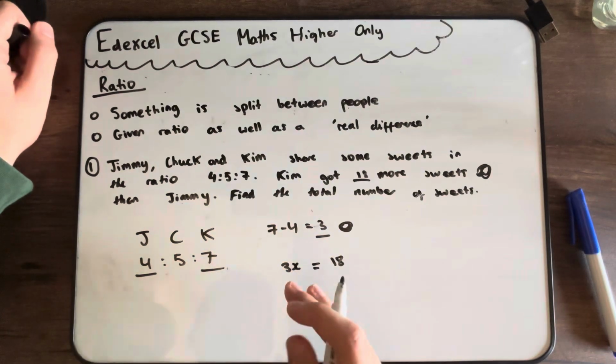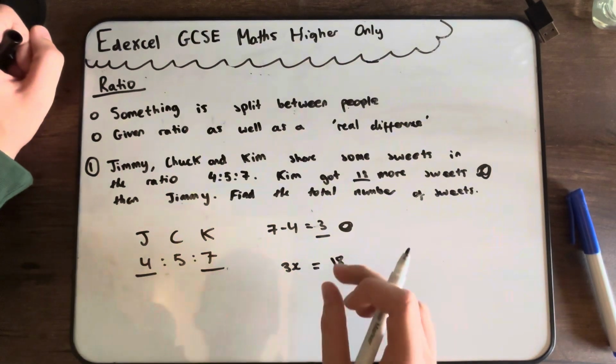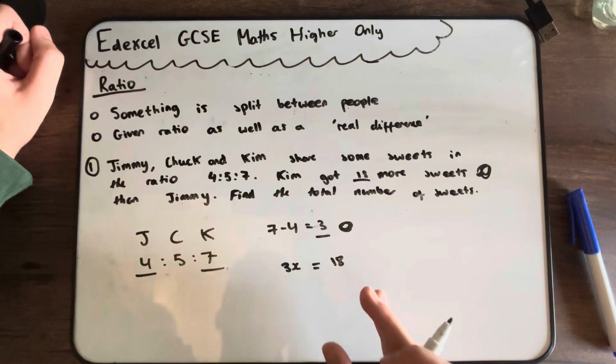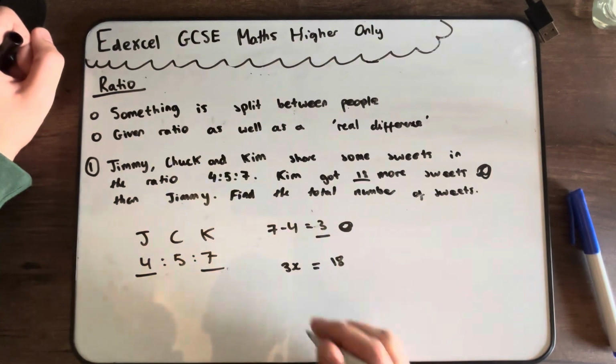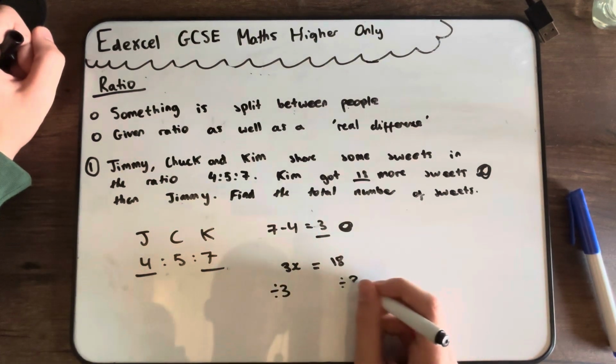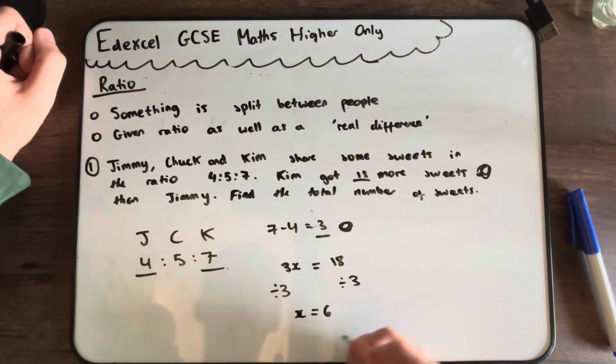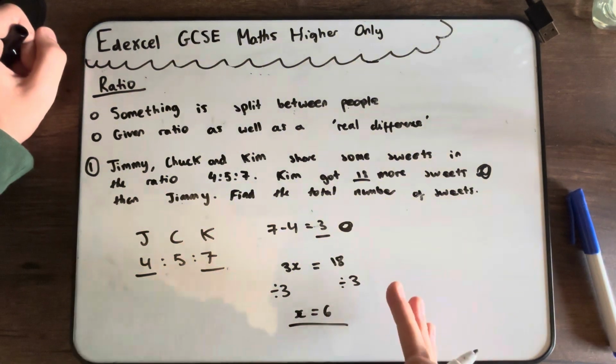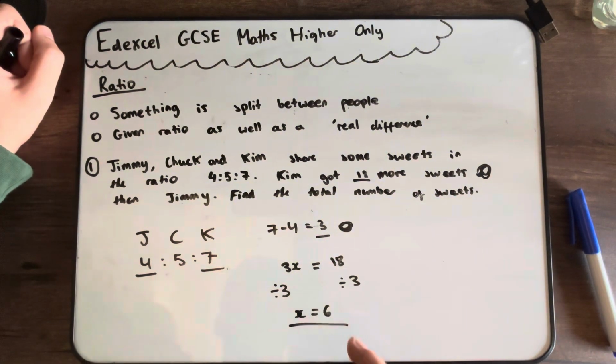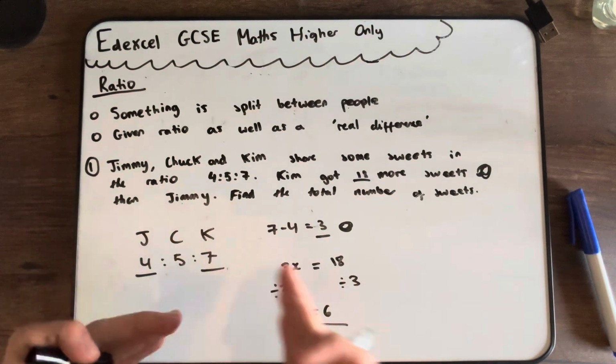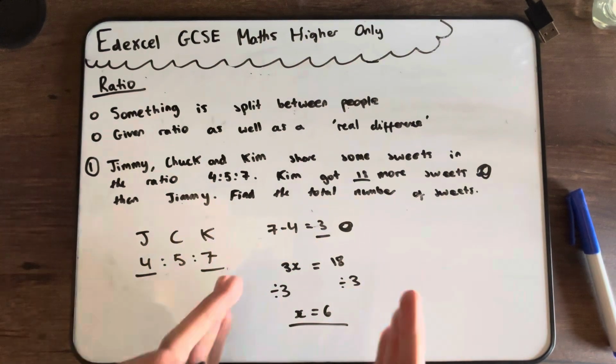Now the x represents almost like a scale factor. So the x is what we do to get from 3 to 18. So what we have to do is divide both sides by 3, and we simply get x equals 6. Now this isn't the answer, this is just the scale factor to get between the actual ratio and the true number of sweets.